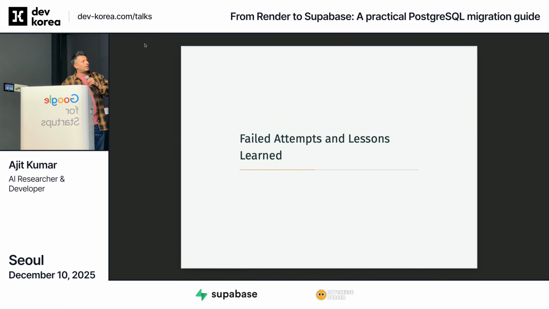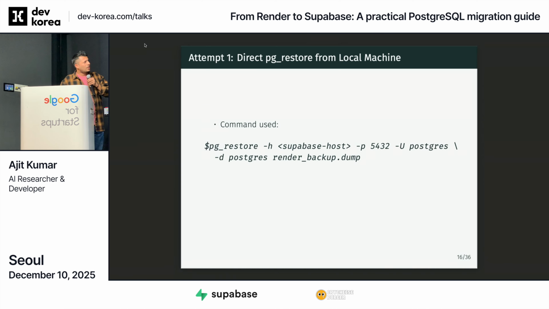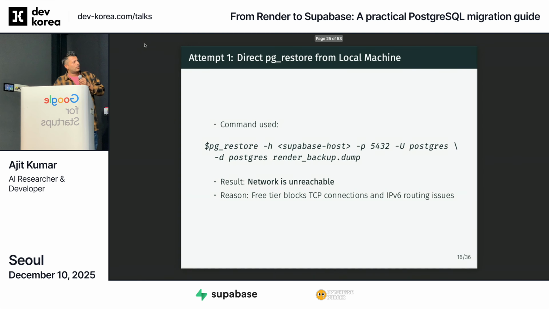So, failed attempts and lessons learned. First I tried this and it did not work because the network is unreachable, because the free tier blocks TCP connections and there is an IPv6 routing issue. So it only supports IPv4, and IPv6 is what you need.